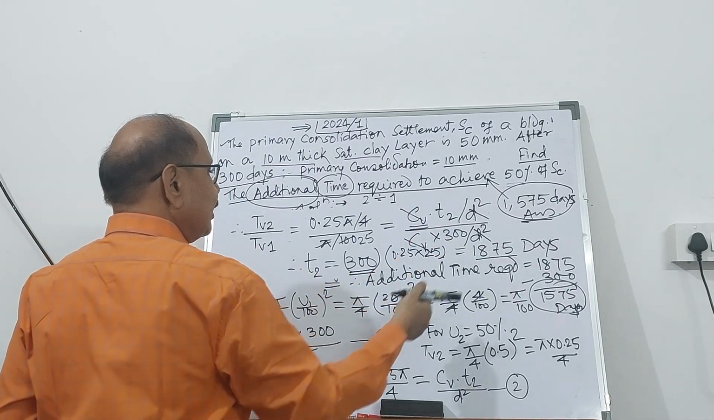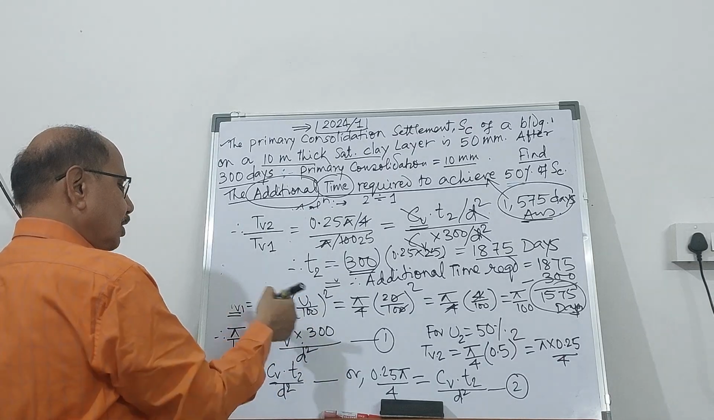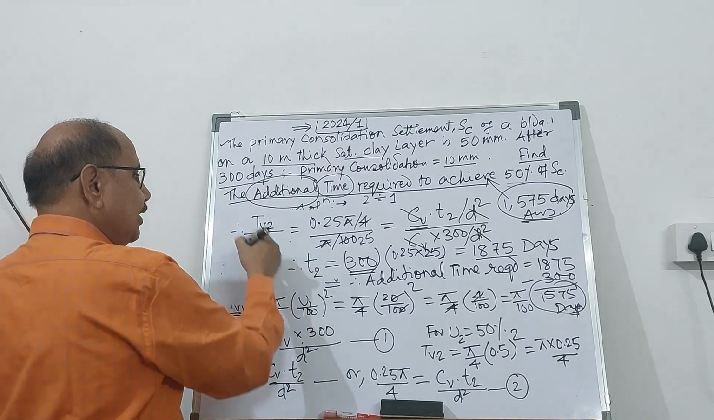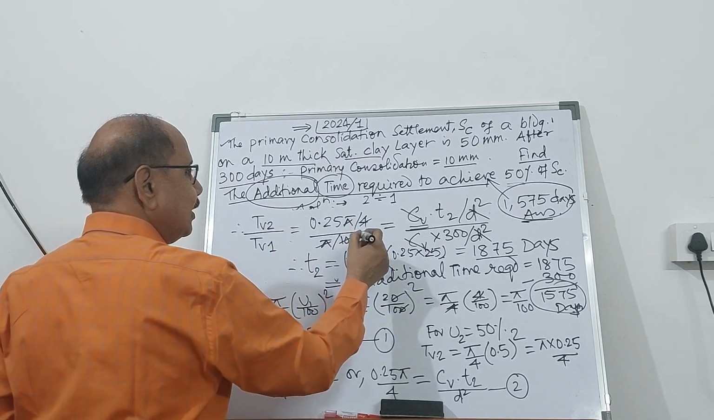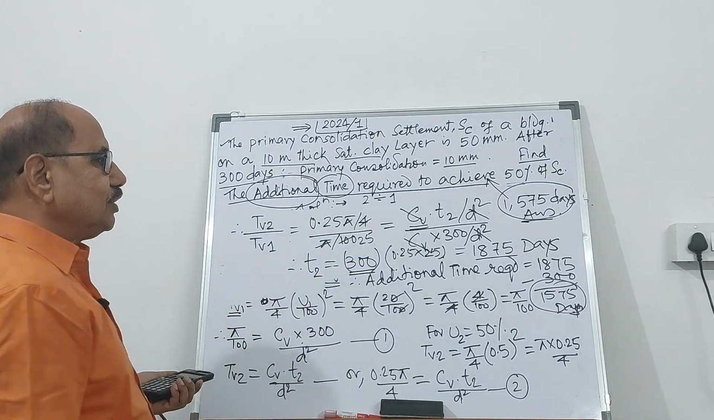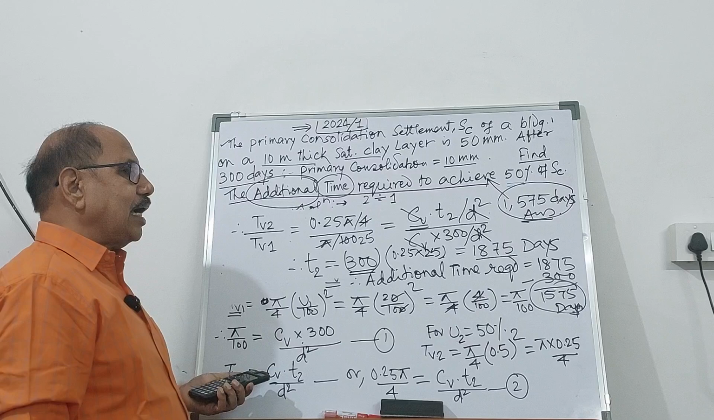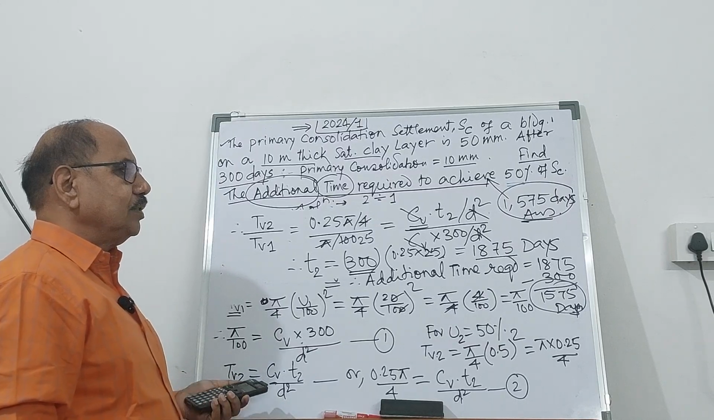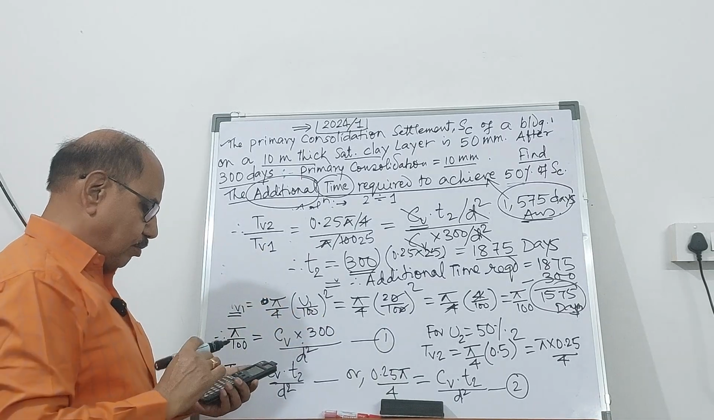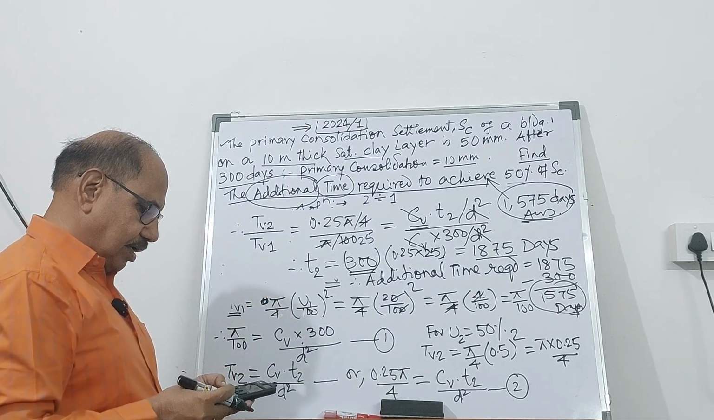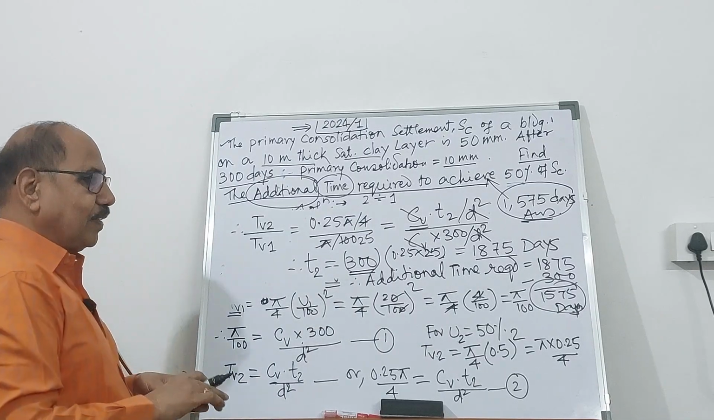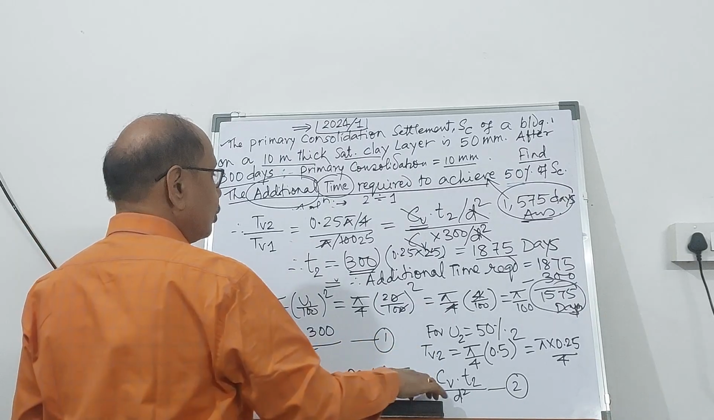Only degree of consolidation is going to change, and therefore for different degree of consolidation you can find out the time period. And once you know the time period, you know the relationship between the time period and the value of coefficient of consolidation, and the required time and drainage path. So this is how you can attempt this problem. I hope you all have understood in totality this particular problem. Now I will be taking the next problem.